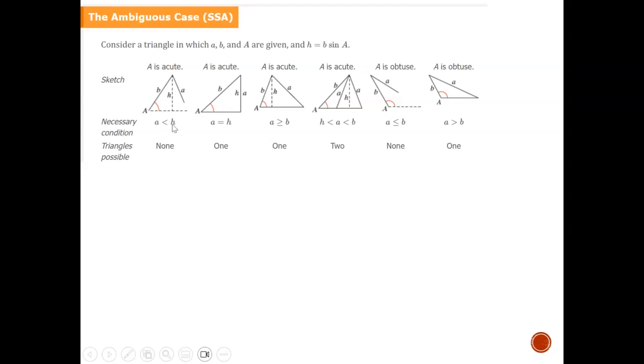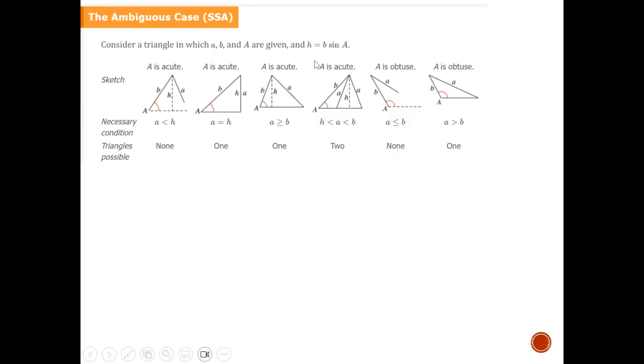If A is less than H, it's none. It's 1 if A equals H. It's also 1 if A is more than or equal to B. And if A is between H and B, it's going to be 2 triangles. And if angle A is obtuse, it's going to be none if A is less than or equal to B, and it's going to be 1 if A is more than B.